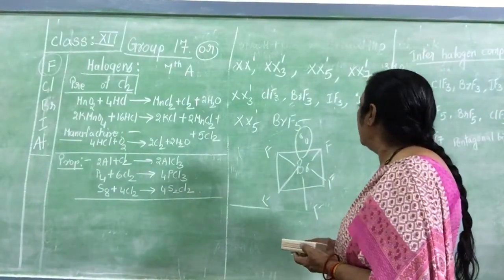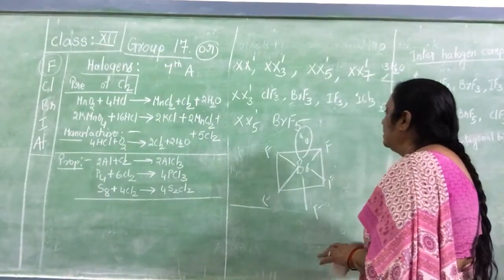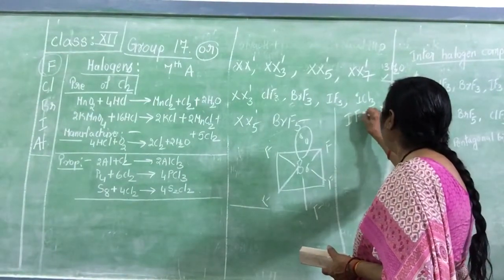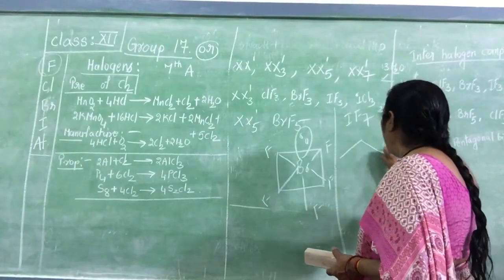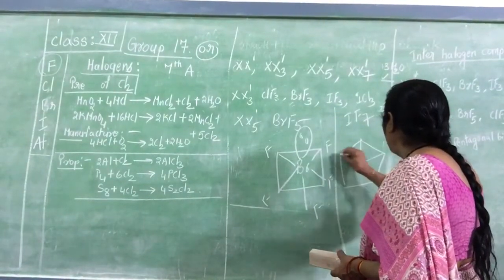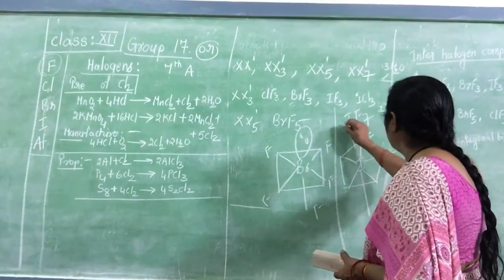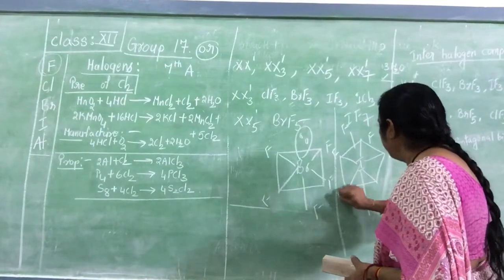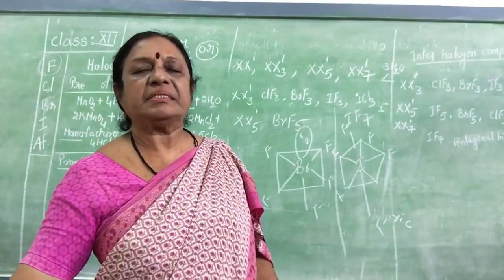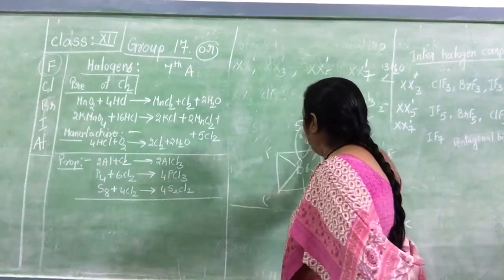Okay, children, clear? Now IF7 we already studied, children. Now this was BrF5. IF7 is pentagonal bipyramidal. Pentagonal bipyramidal structure. Now that closes, children, group 17.